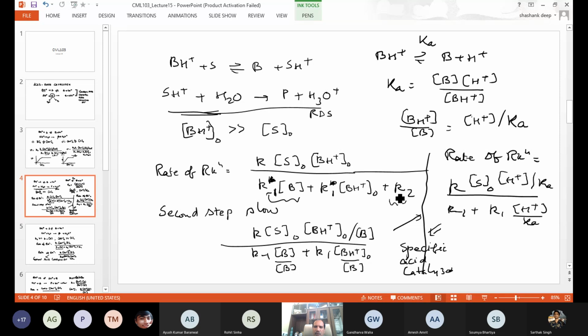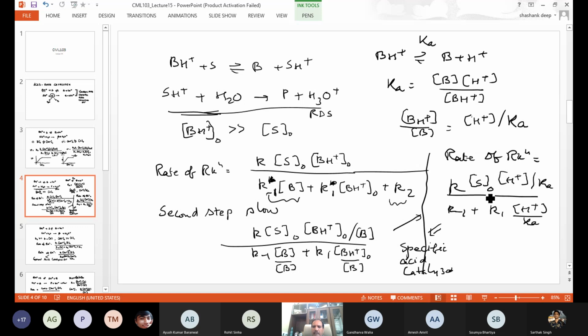If suppose K2 is small, in that case you will have K1 S naught BH plus naught. So this you neglect and then you divide by B. Right? Then in that case K naught BH plus naught by B, K minus 1 B by B, B cancels out, K1. Okay, why am I doing that? Because we know that BH plus naught by B can be expressed in terms of H plus. And when you express this in terms of H plus, BH plus by B is equal to H plus by K, where K is the acid dissociation constant.